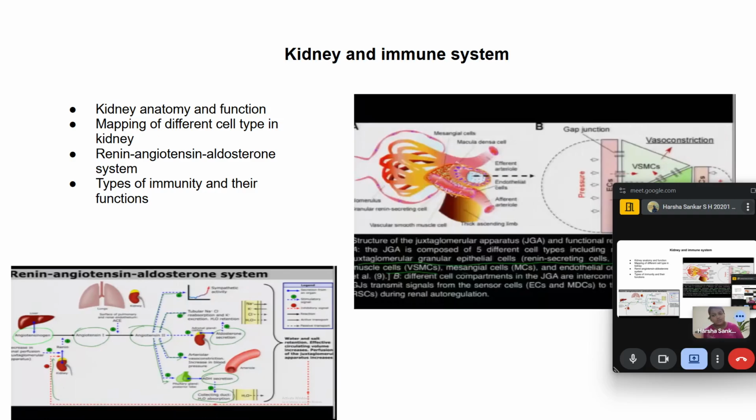Then Sir also mentioned kidney as an endocrine system. Kidney produces renin and erythropoietin. Erythropoietin is a hormone produced by the kidney that helps in RBC formation, mainly called EPO. And then the second one is renin. Renin helps in blood pressure maintenance.